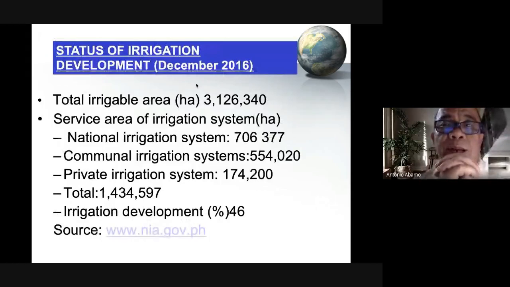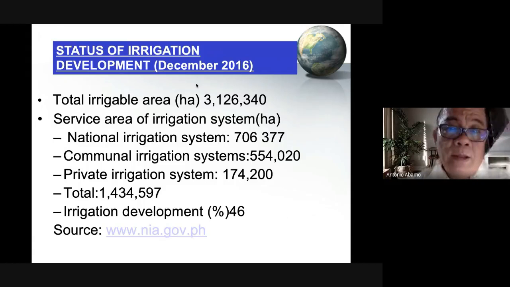Now, the status of irrigation development in the Philippines. As of 2016, total irrigable area in the Philippines is about 3,126,340. That's about 3.13 million hectares of land that are irrigable.